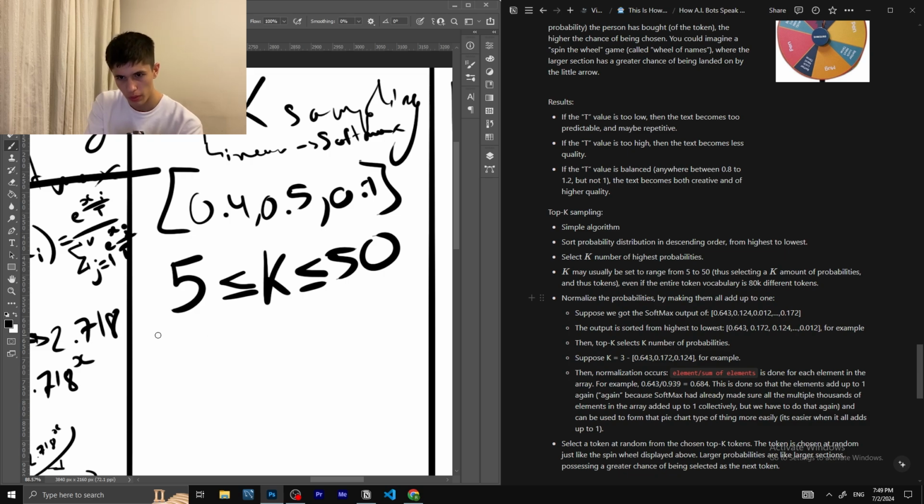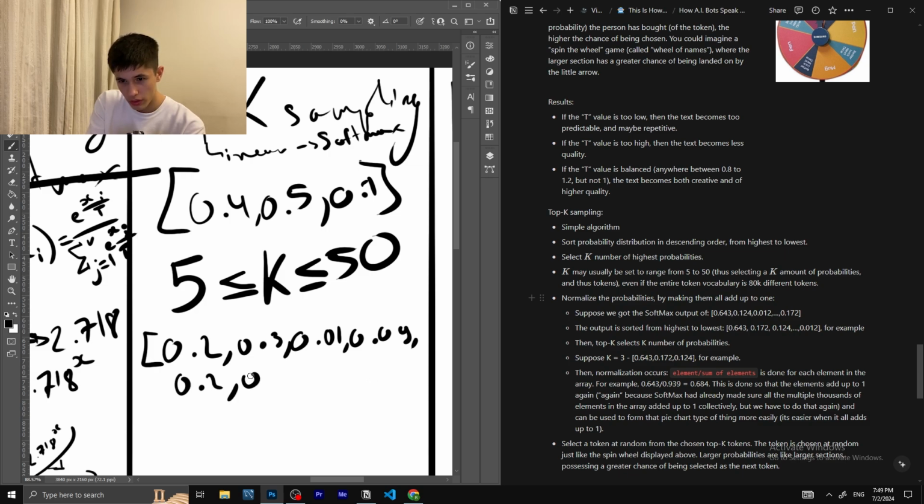So I should probably make this a little bit longer. 0.2, 0.3, 0.01, 0.09, and 0.2, and then 0.1, and then 0.05, and then 0.05. Okay, these are all the probabilities that I think are now adding up to 1, if I am not wrong. 0.2 plus 0.3 is 0.5. This is 0.6, 0.8, 0.9, and then 1. Yeah, so all of this adds up to 1. This is your probability distribution.